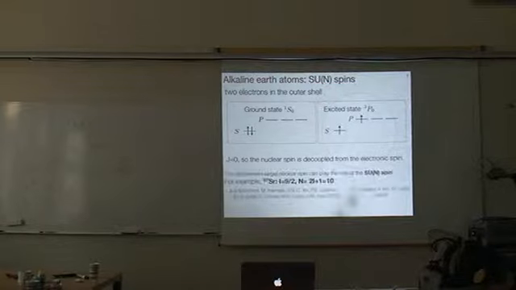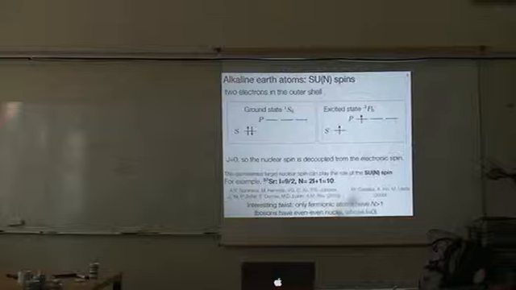And now here is the interesting idea that this nuclear spin, which can in principle be large, can play the role of the SU(N) spin, where N is the total number of projections of the nuclear spin on the z-axis. So if nuclear spin is I, then N is 2I plus 1. So if I is 9/2, then N is 10, for example. And that's the example of strontium 87, because its nuclear spin is 9/2.